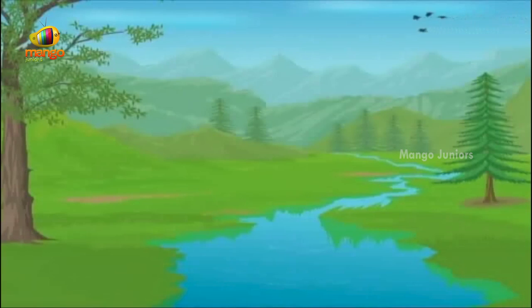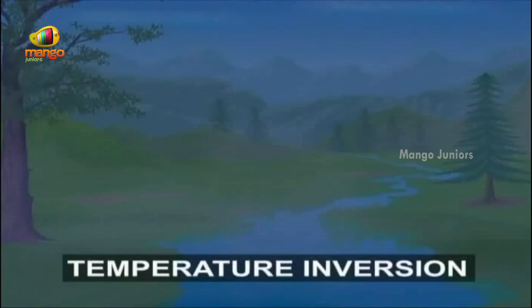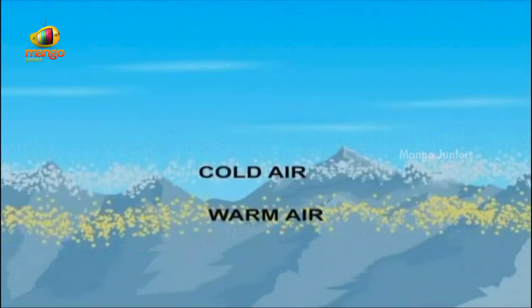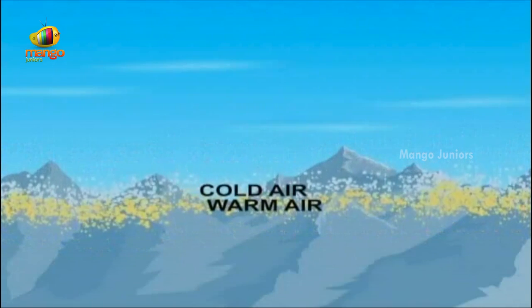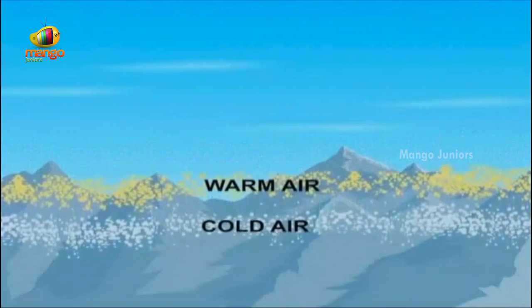During the day, the mountain valleys are hot, but as the night falls, they can become colder than the mountain top. This is known as temperature inversion. This process takes place because cold air is heavier than warm air. It flows and sinks downhill and collects in the valleys.